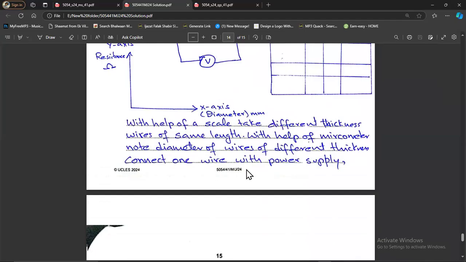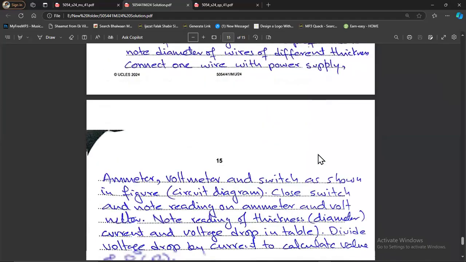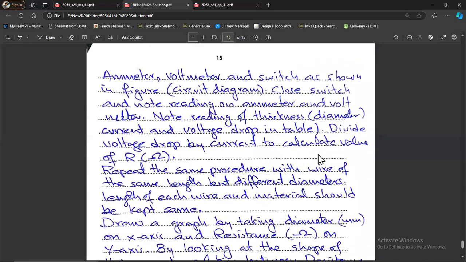Connect one wire with the power supply, ammeter, voltmeter, and switch as shown in the circuit diagram. Close the switch and note the reading on the ammeter and the voltmeter. Note the readings of the thickness, diameter, current, and voltage drop in the table. Divide the voltage drop by the current to calculate the value of R. Repeat the same procedure with wires of the same length but different diameters. The length of each wire and the material should be kept the same.